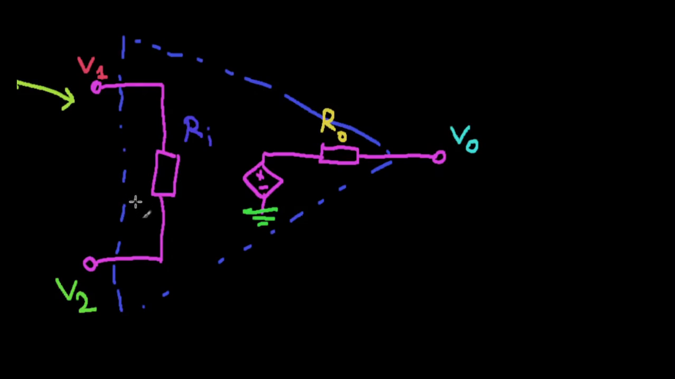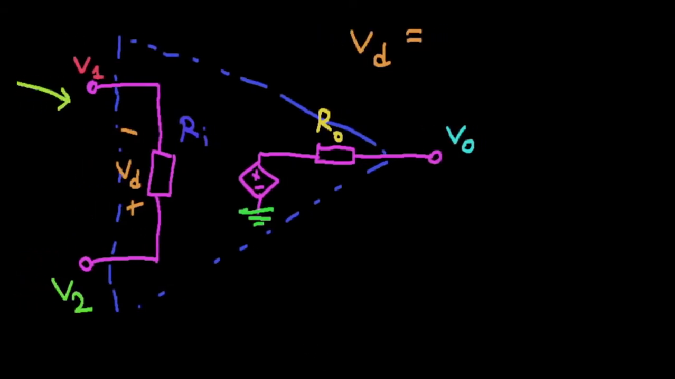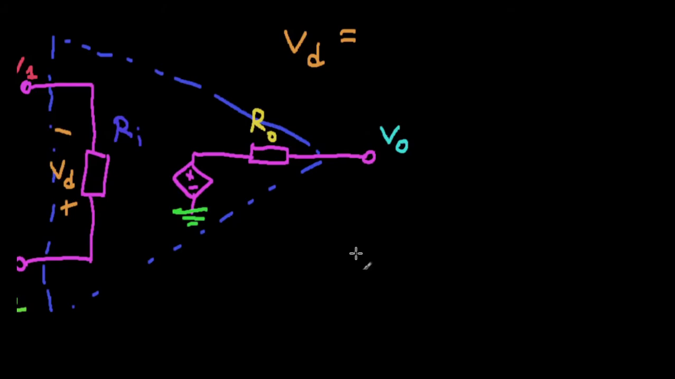This is VD. It's called the differential input voltage. Quite a long name. So VD, V sub D, is equal to, as we can see, the plus is at V2 and the minus is at V1. This is basically the difference between V2 and V1.